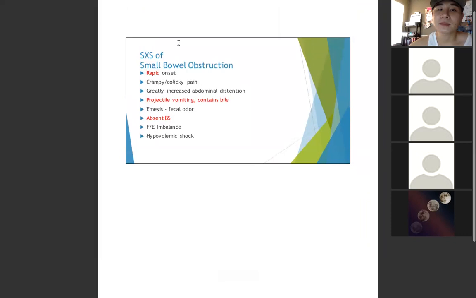All right, signs and symptoms of small bowel obstruction include rapid onset, crampy, colicky pain, greatly increased abdominal distension, and projectile vomiting, which contains bile, with emesis that has a fecal odor. They can literally vomit emesis that has poop inside the vomit.